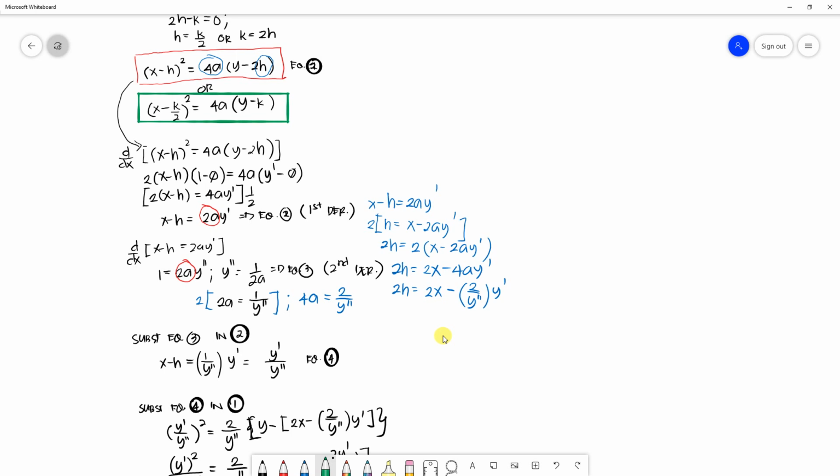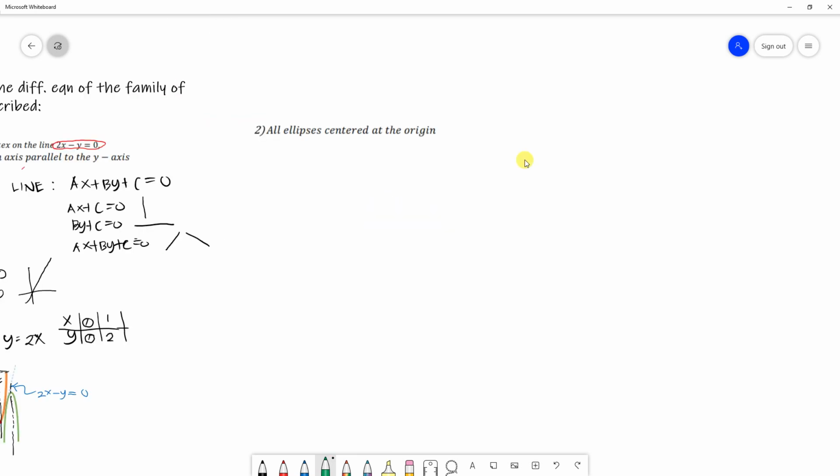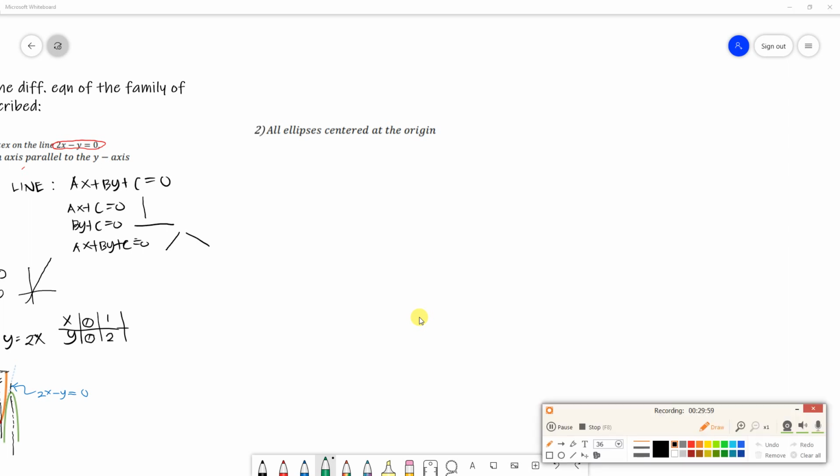Okay, proceed tayo sa example number 2. Example number 2, find the differential equation of all ellipses centered at the origin. So, ano ba itsura ng ellipse? So, ang ellipse ay itlog. Itsurang itlog, no? Pwedeng itlog na patayo or itlog na pahiga. Okay, so ano ibig sabihin?